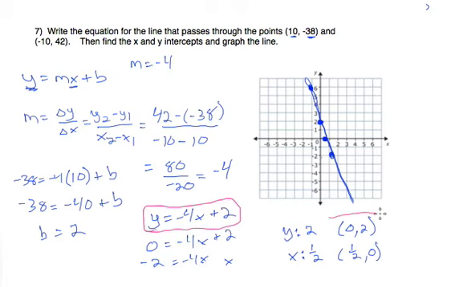Our x and y intercepts are here, and our line looks like this. These are the 3 parts. You should be able to do all 3 of these.